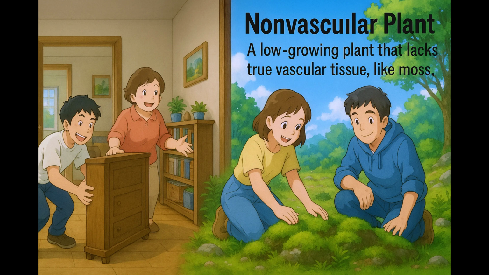Just like this scenario, a non-vascular plant, such as moss, lacks the internal hallways or channels, vascular tissue, to efficiently transport water and nutrients throughout its structure. In this analogy, the hallways and doorways represent the vascular tissues in plants, and just as moving furniture without them would require more effort and creativity, non-vascular plants rely on direct absorption and diffusion to get what they need, often resulting in their low-growing, spread-out form.